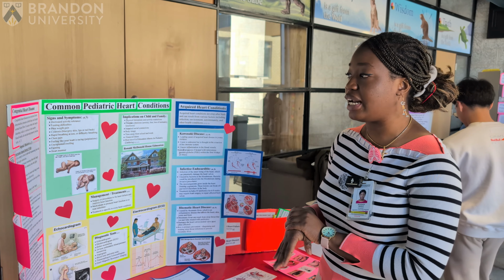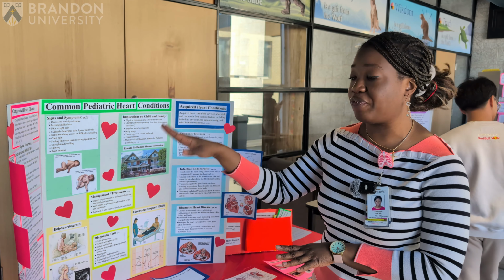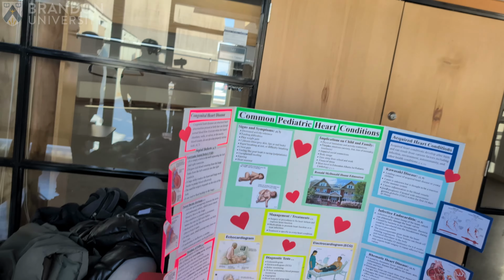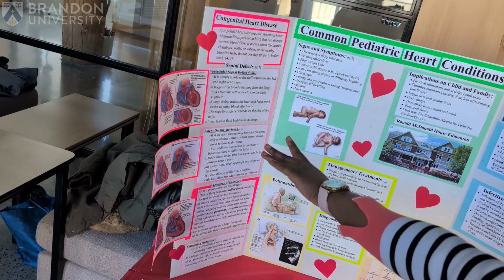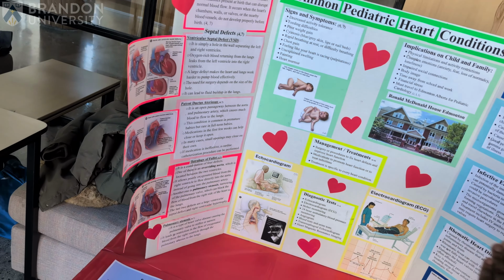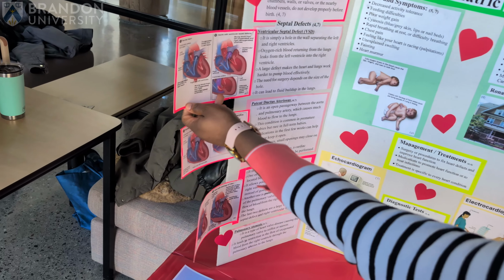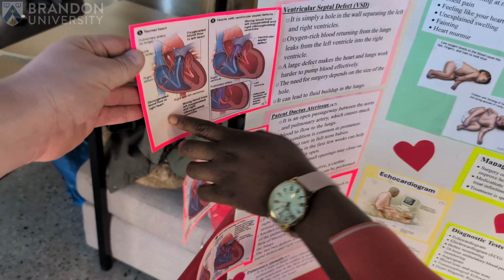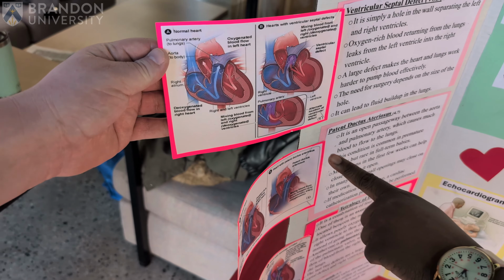During my research, I realized the most common congenital heart disease was the ventricular septal defect here. So it's just simply when there's a hole in the wall of the left and the right ventricles. So this is just a picture here of the normal heart and the heart with the ventricular septal defect right here.